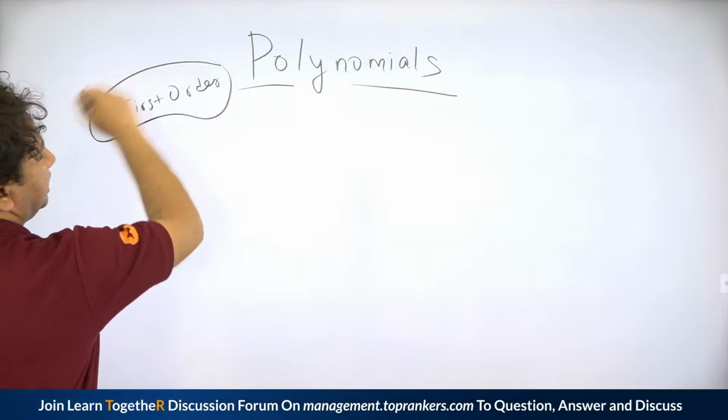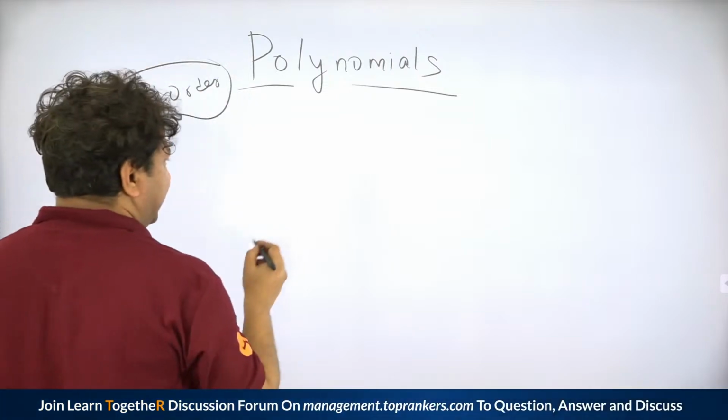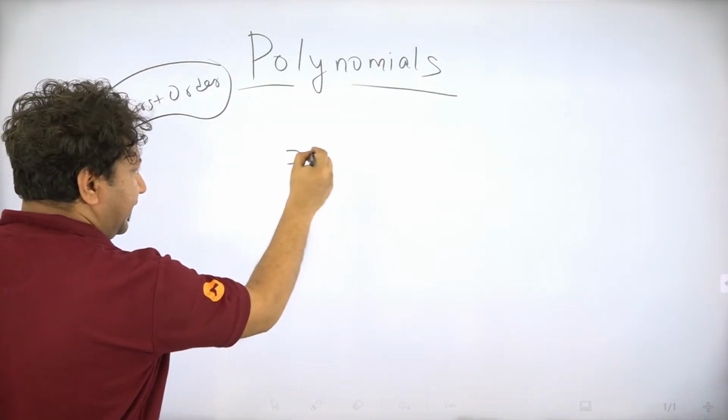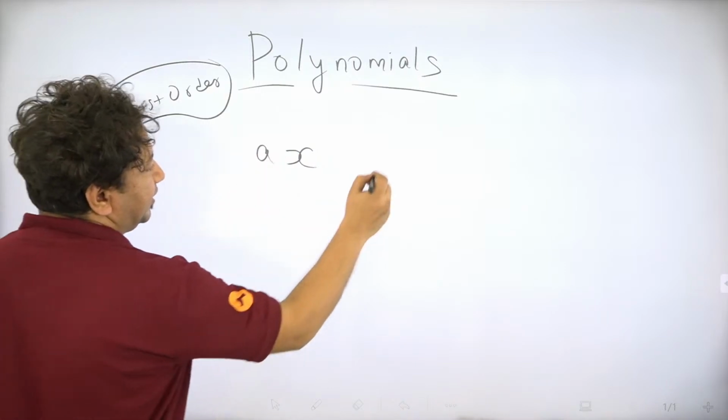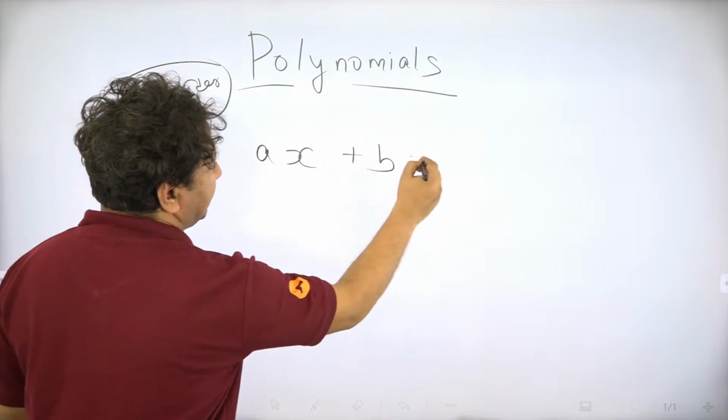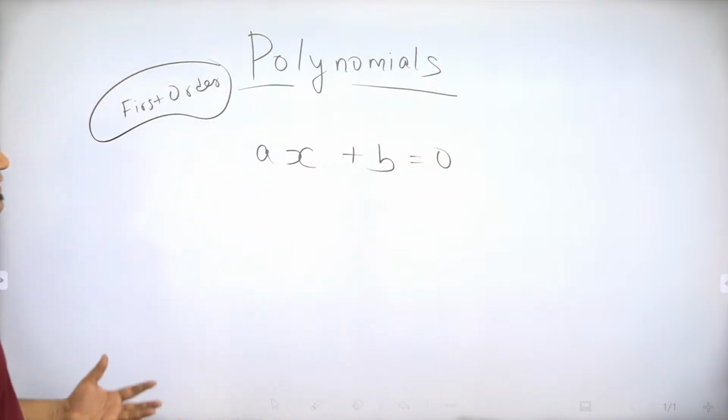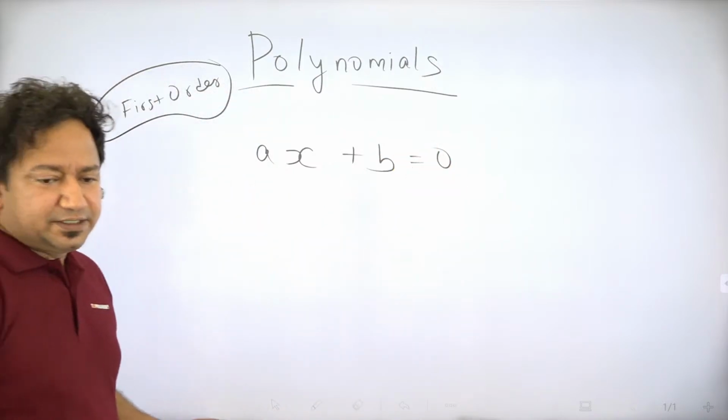first order or first degree, so we will have the independent variable x with a coefficient, let it be a, and b will be the constant term. If I add them up, I'll get 0. This is the first degree polynomial, which is also called a linear equation.